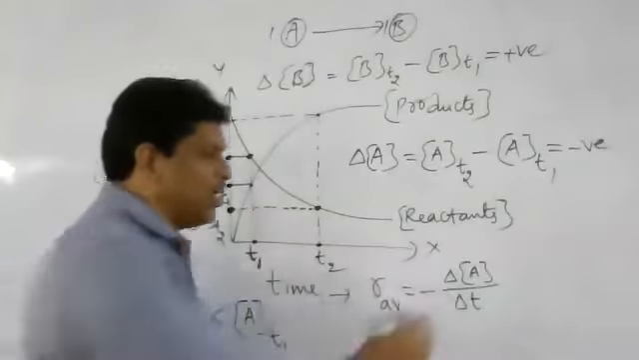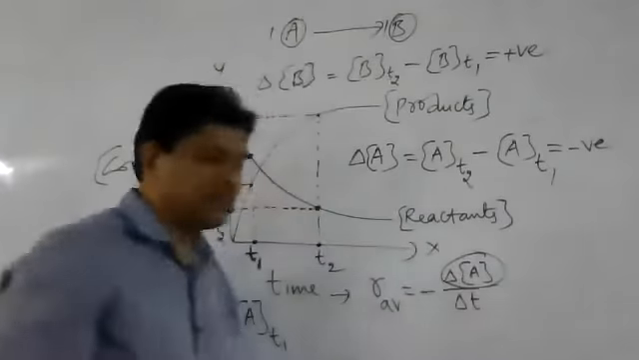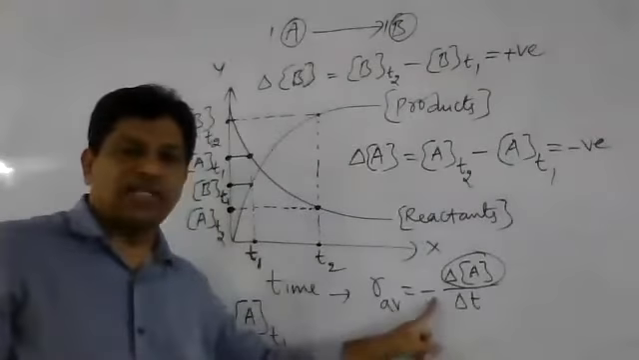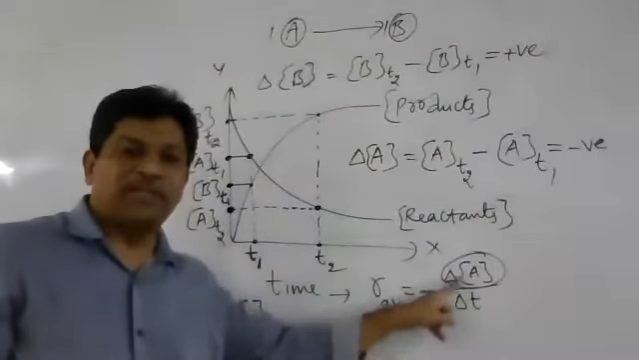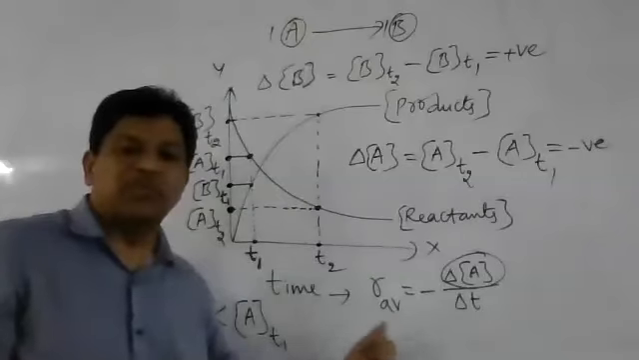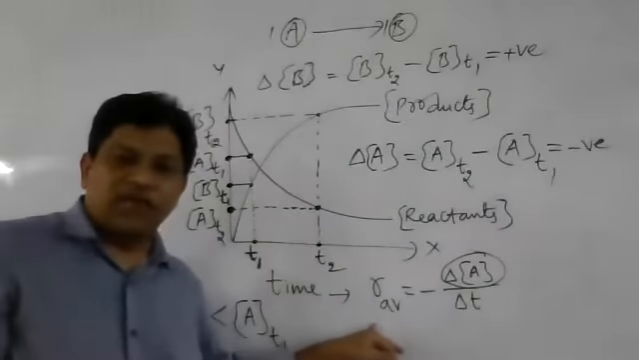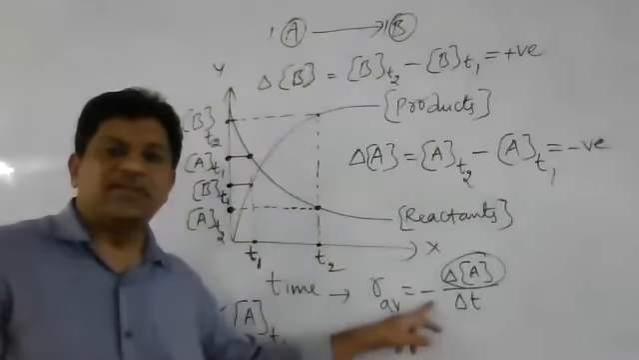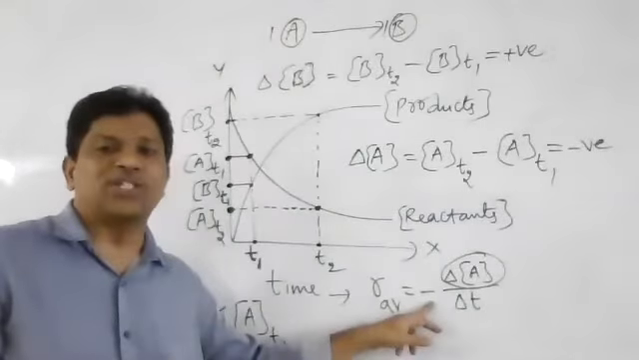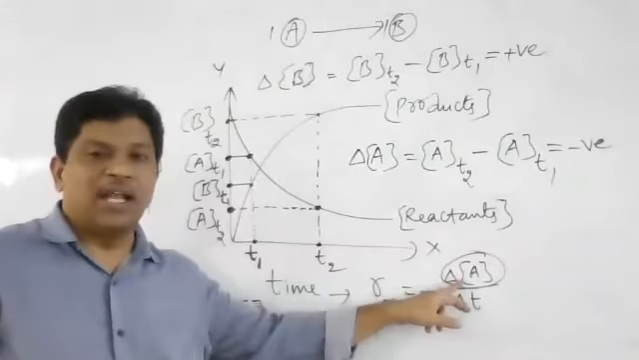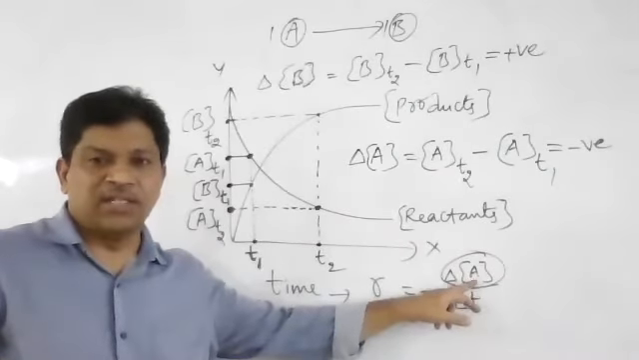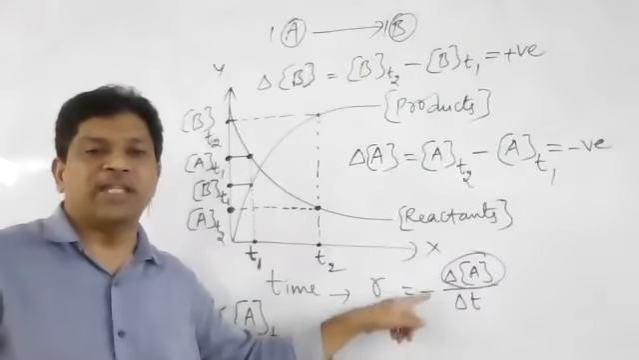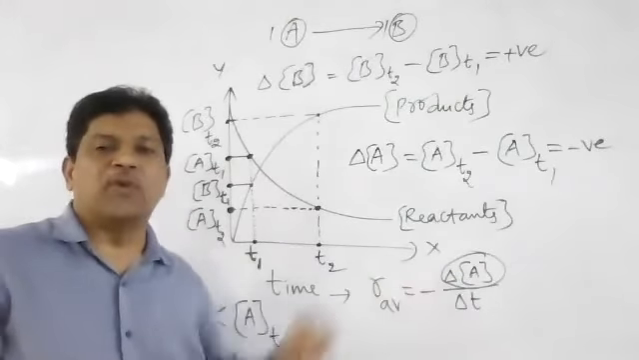Is that clear? Now, did we get this delta A value as negative or positive? We got negative. Now minus of minus will become positive. Then the rate of reaction becomes what? Positive. To make the rate of reaction positive, we are taking the negative sign here. This negative sign indicates the decreasing concentration of A, because this delta A value is always negative for the reactant.